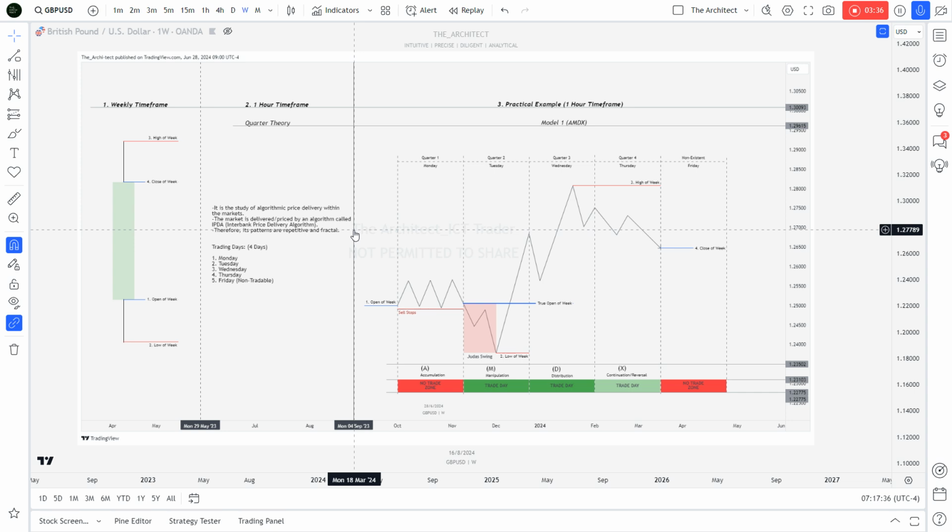Quarter theory. So what is quarter theory? It is the study of algorithmic price delivery within the market. The market is delivered or priced by an algorithm called IPDA, which is the interbank price delivery algorithm. Therefore, its patterns are repetitive and fractal. And what that gives us an understanding of is that the market is very definitive in its delivery, that it's not random, that it's only us as traders who perceive the market to be random, whereas it's not, right? Everything about the market is delivered intentionally.